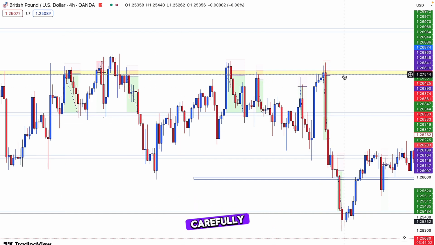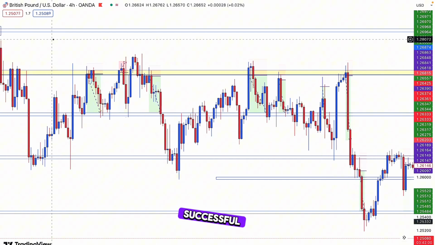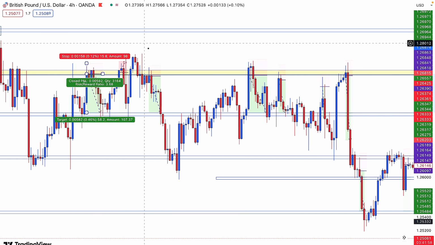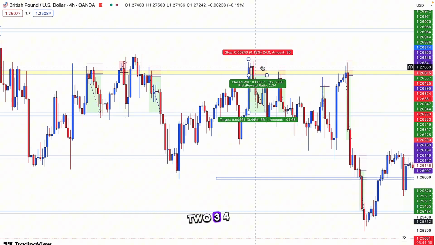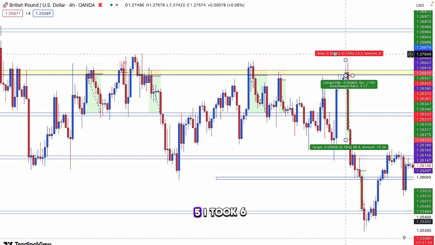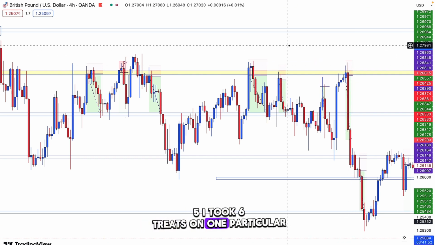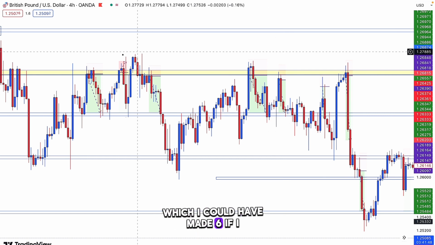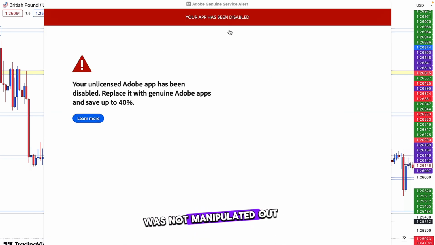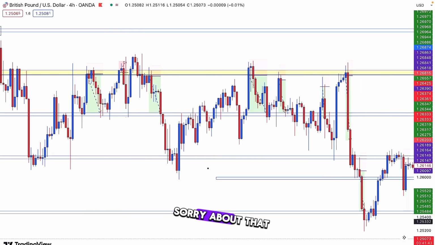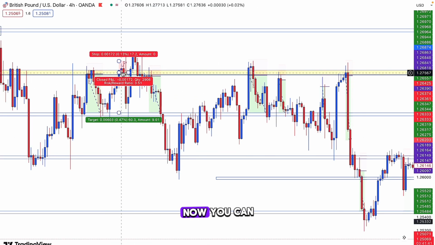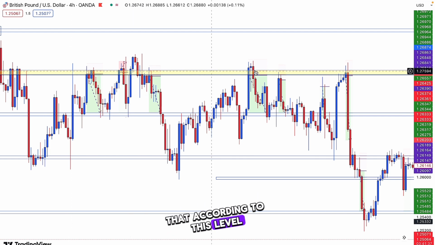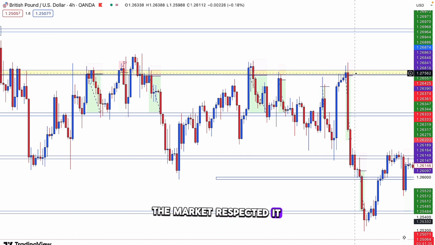Now, look at it carefully. How many of these trades were successful? We had 1, 2, 3, 4, 5. I took 6 trades on one particular level and I made 5 out of it, which I could have made 6 if I was not manipulated out. Sorry about that. Now, you can see right here that according to this level, the market respected it perfectly.